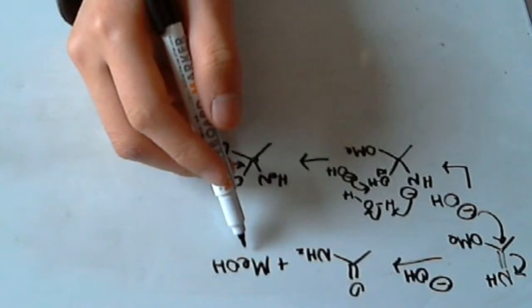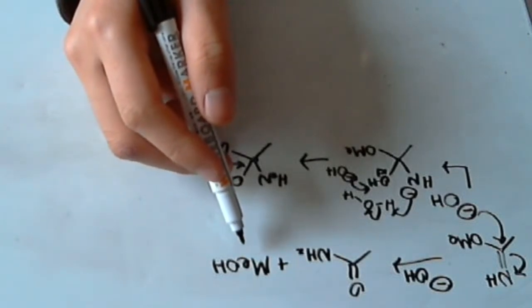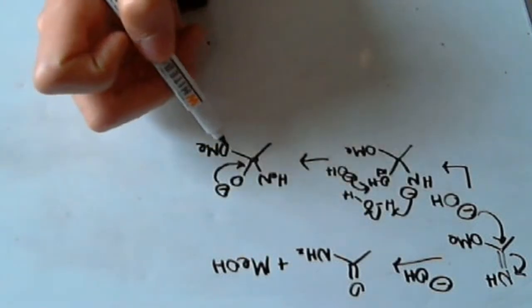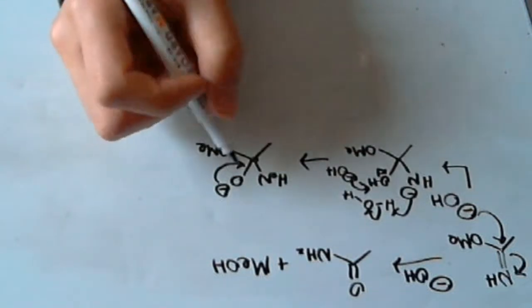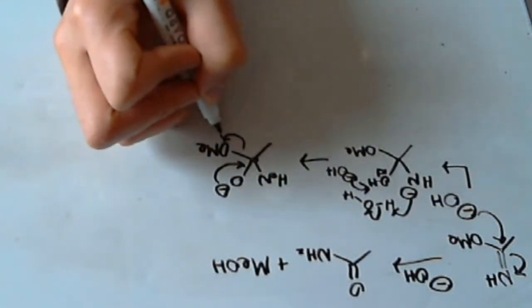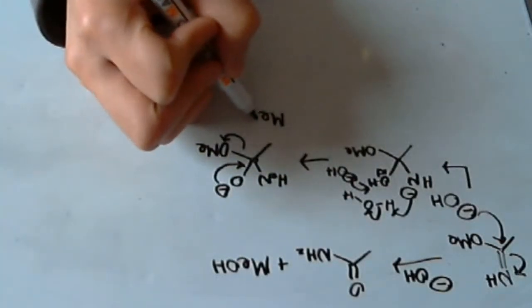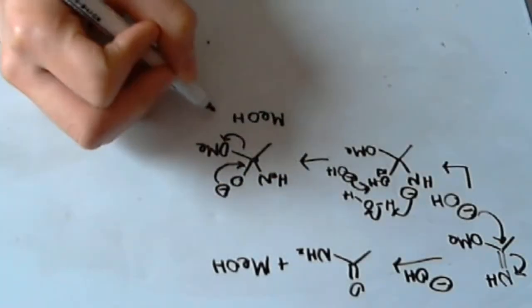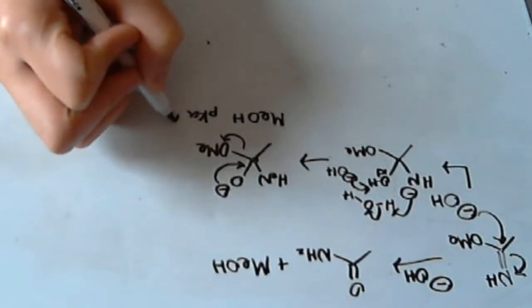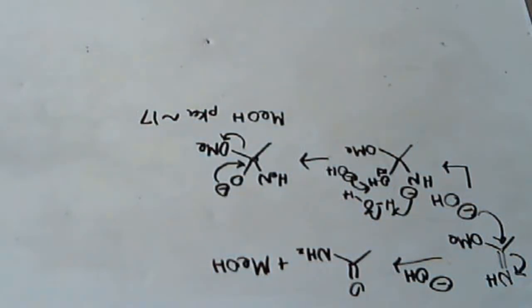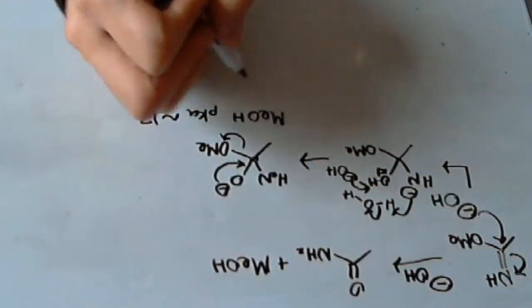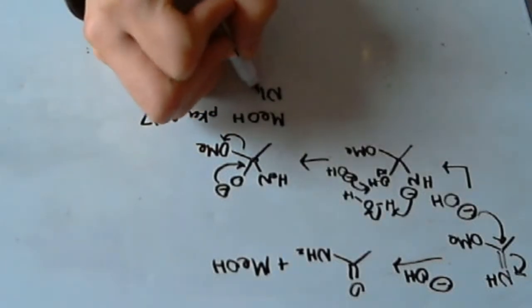So looking at the product, you can already tell you're going to eliminate out the OMe. But let's see why. Right? So why is this going to happen? Well, what's the pKa of methanol? It's roughly 17. And what's the pKa of ammonia?